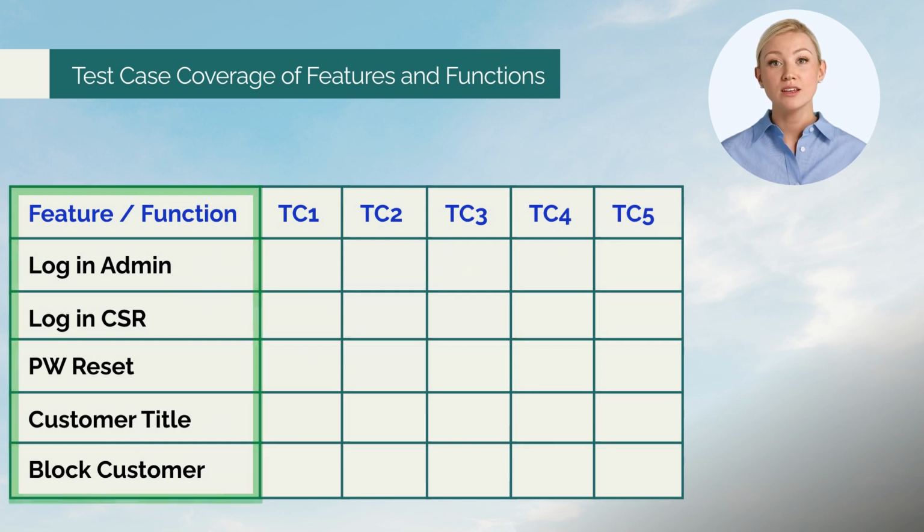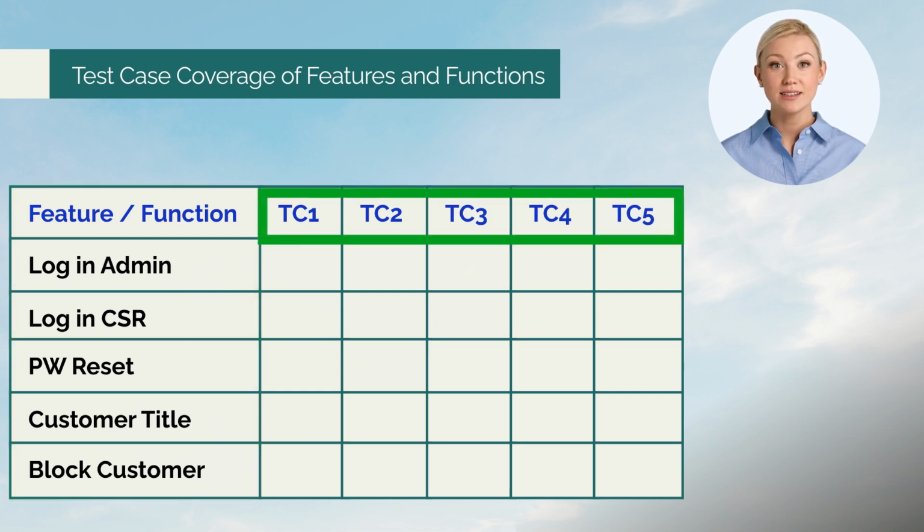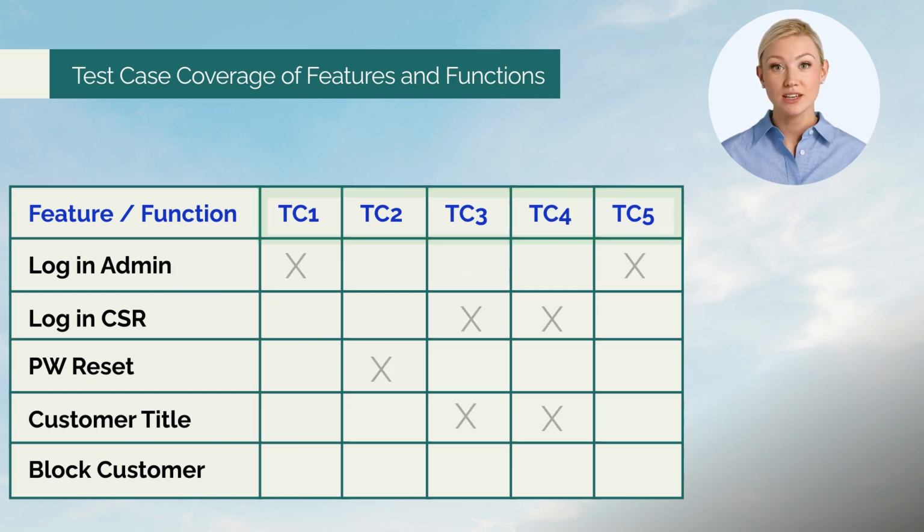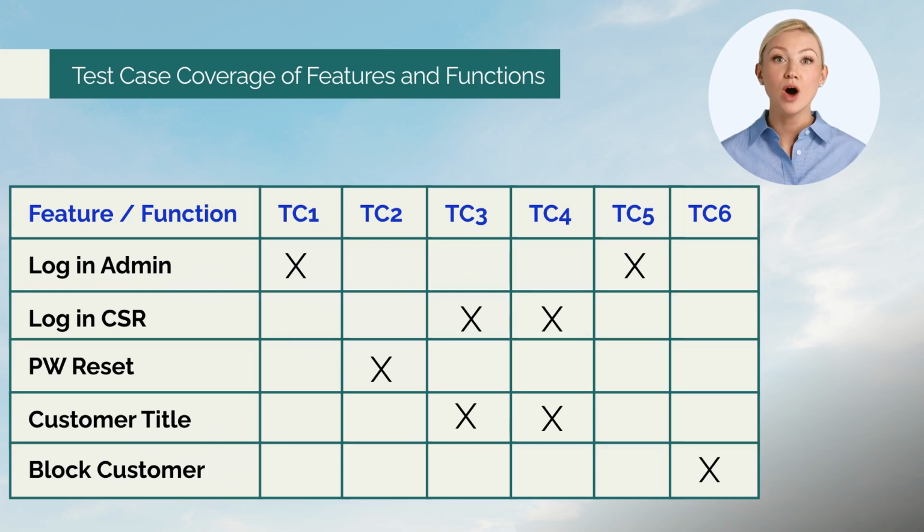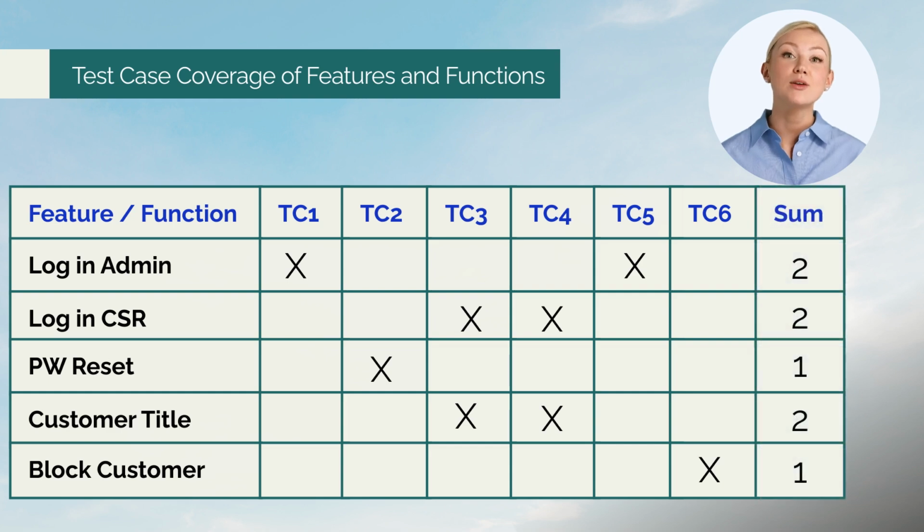The first column header lists the features and functions that need to be tested. Then there is a list of test cases. If a test case covers a particular feature or function, we can annotate that on the matrix. This will tell you visually if a feature or function has not been tested. In this example, the block customer feature is not covered, so let's add a test. Test case 6 will now test the block customer function, showing that all functions and features are being tested. That's not the full picture. Let's sum them up to see how thoroughly a feature or function is tested. You can then decide if more tests are required.